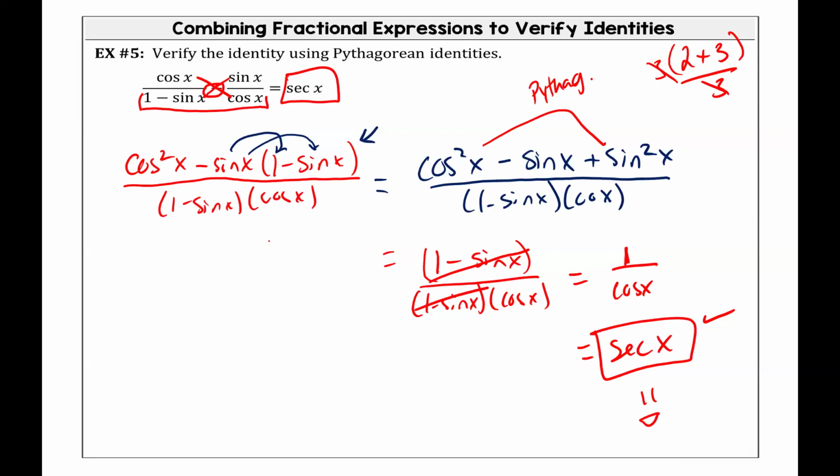Cosine squared x minus sin x plus sine squared x. Wouldn't the sin x and the negative sin squared x combine to make sin x? No, they're not the same. It's just like if you had y squared minus x plus x squared. You couldn't combine these two. They're not like terms, right? So that's what that is. But we do know that y squared plus x squared equals r squared, which is what? 1.